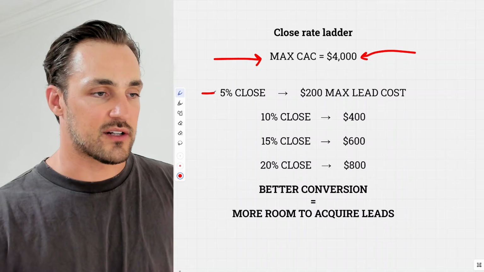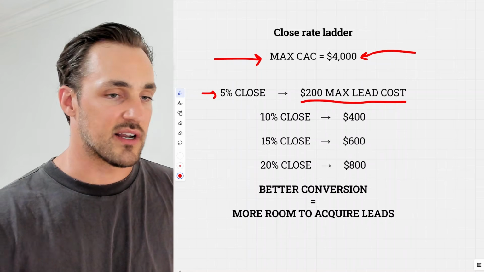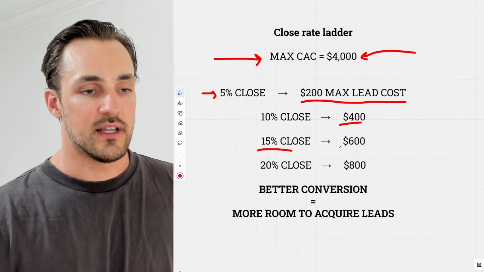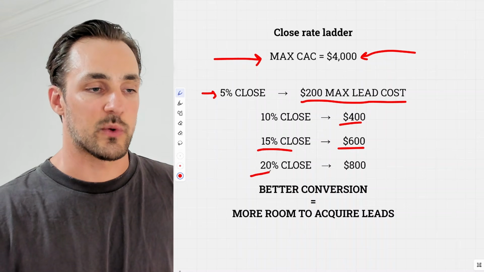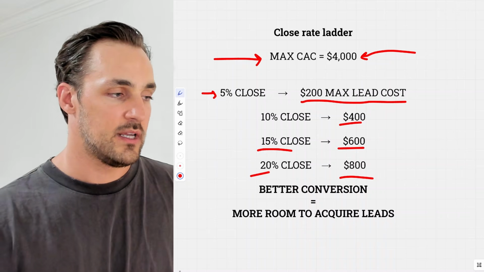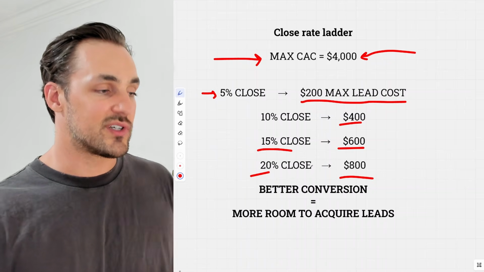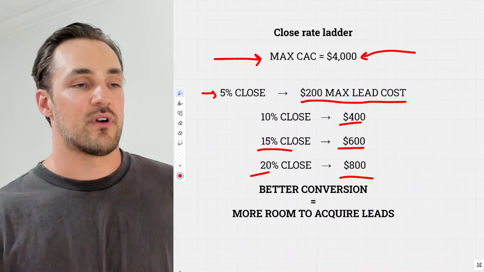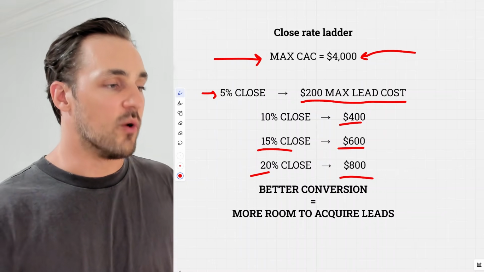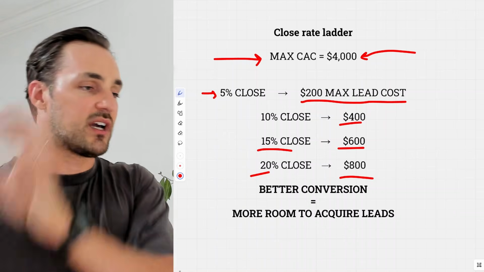So at 5% close, that means we have a $200 max lead cost. At a 10% close, we have a $400 lead cost. 15% means $600, and 20% means $800 max lead cost. Same customer value, same gross margin, same return target, same $4,000 maximum customer acquisition cost. The only number that we change is how often the qualified lead becomes the customer.